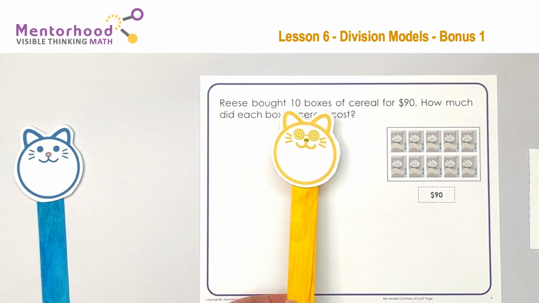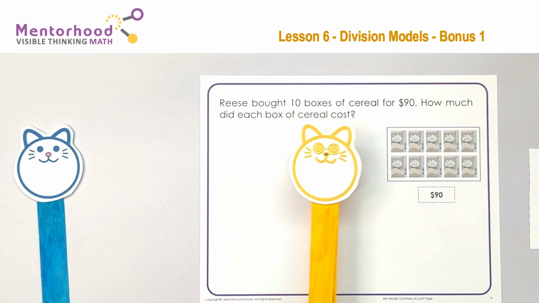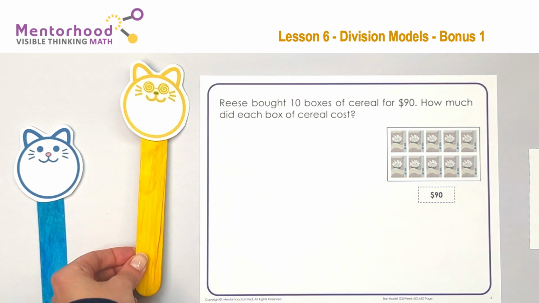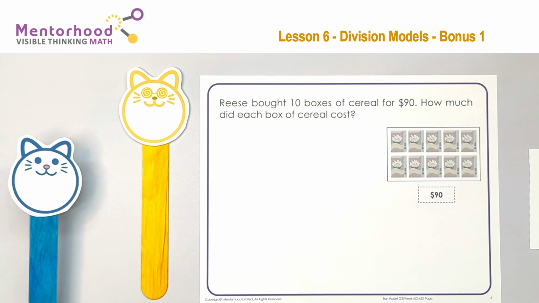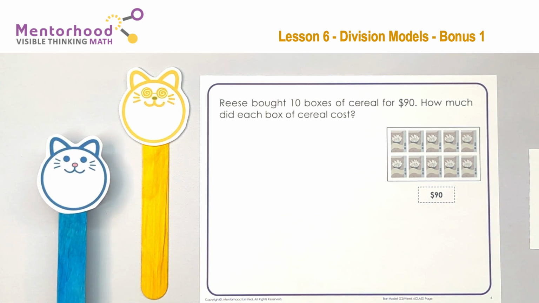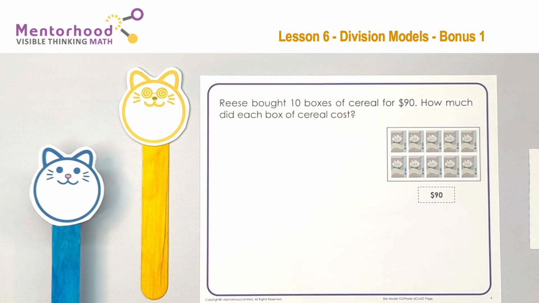Reese bought 10 boxes of cereal for $90. How much did each box of cereal cost? Hey, Matthew, what kind of questions are we doing? We're doing division with bar models. So we need to know the total, and we need to know whether we know the number of groups or how much is in each group.